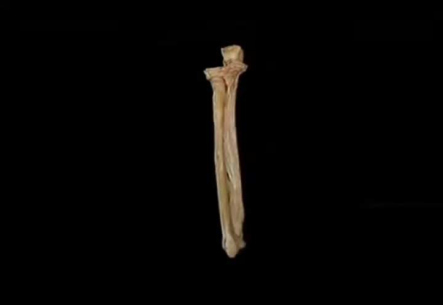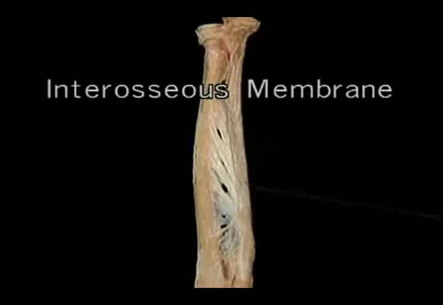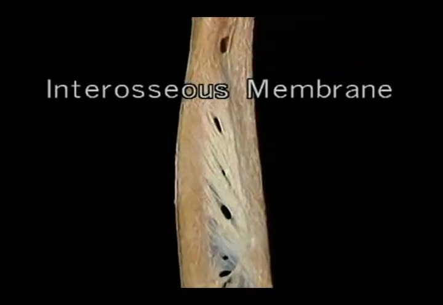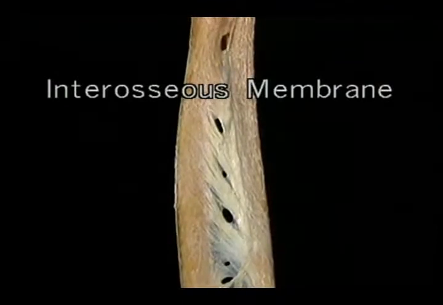The two bones are also held together along most of their length by the strong but flexible interosseous membrane, which prevents the two bones moving lengthwise relative to each other.